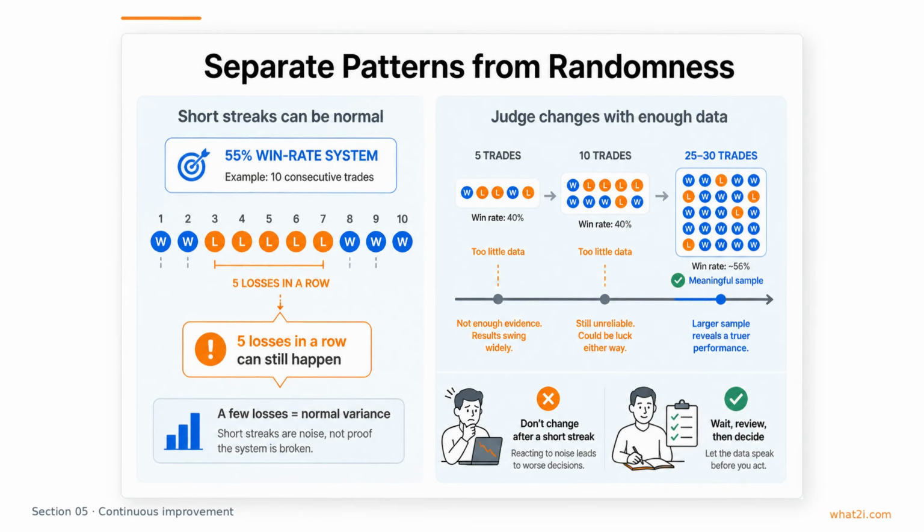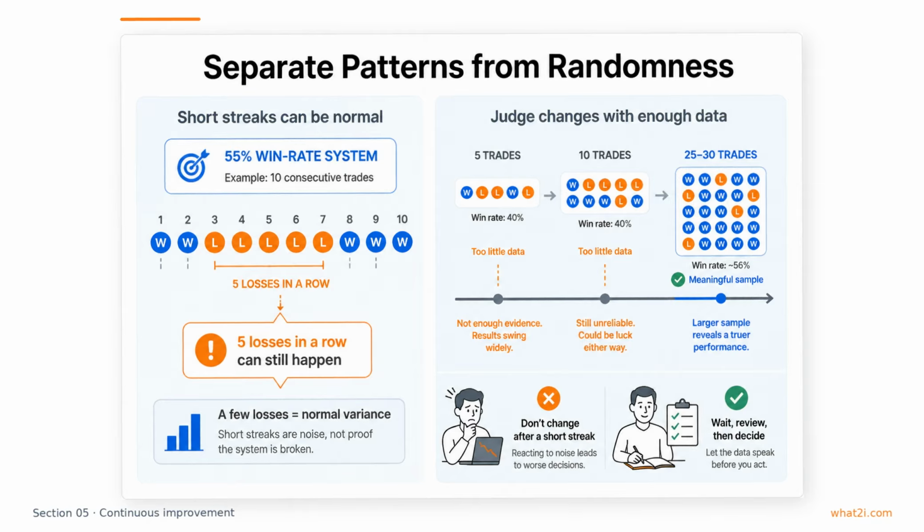One challenge in trading is telling the difference between a real pattern and normal randomness. A few losses in a row do not automatically mean something is broken, especially in systems with modest win rates. Short streaks can occur even when the strategy is healthy. That is why traders should avoid reacting too quickly to recent results. A larger sample, often around 25 to 30 trades, gives a better basis for judging whether a change is meaningful. Patience here is part of discipline, because overreacting to noise can damage a sound process.